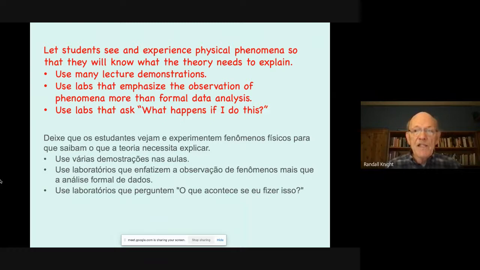So if I set this up, what's it going to do? If I change something, what's going to happen? What happens if I do this or if I move this over there? Just use laboratory time to let students become familiar with the phenomena that our theories are going to try to explain for them.